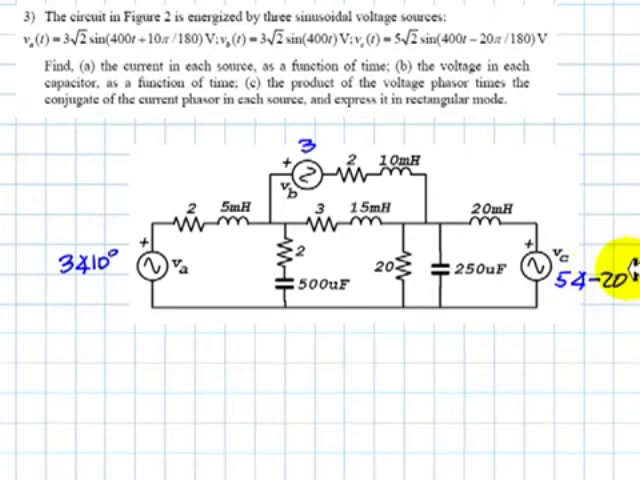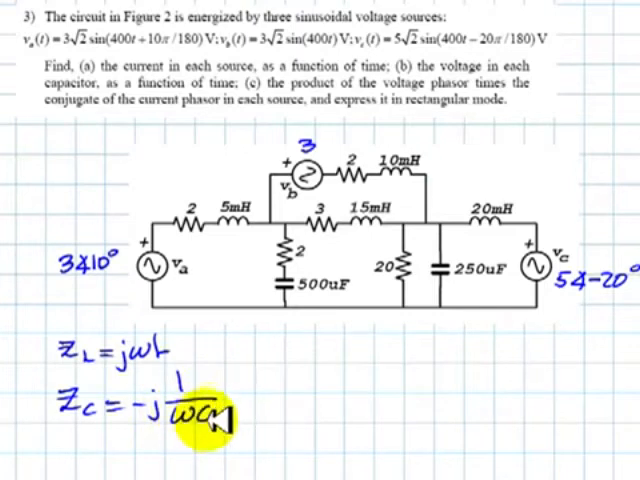And now we're going to represent every reactive element, that is every inductor and every capacitor in the circuit, with its impedance. To determine the impedance, we need the angular frequency of the sources, which is given as 400 radians per second. That is omega, 400. So we utilize the formula for the impedance of an inductor, which is j omega L. Omega in this case is 400, and L is the value of each one of those inductors. And the impedance for a capacitor is negative j times 1 over omega C.